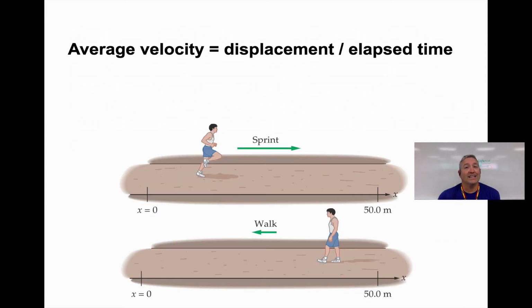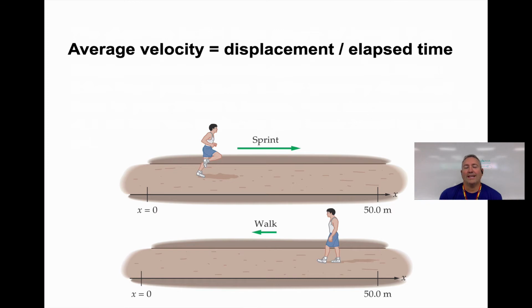Average velocity, the slight difference here, is displacement divided by time. So displacement, remember, has a direction, so it can be positive or negative. If we look at this example of this person sprinting from 0 to 50 on the top, they're going to have a positive average velocity. I don't know how long it took them, but as they walk back from 50 to 0, they're going to have a negative average velocity, and it's going to be a lower value because it's going to take them longer.